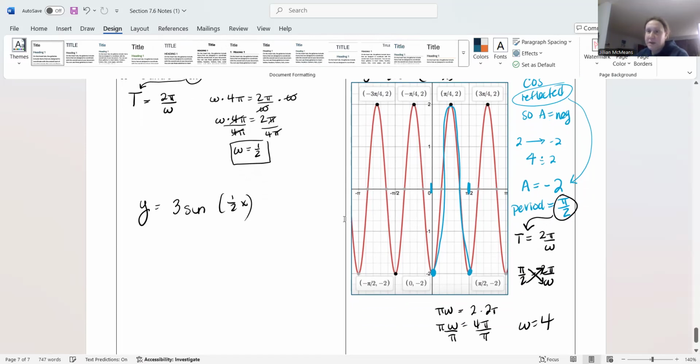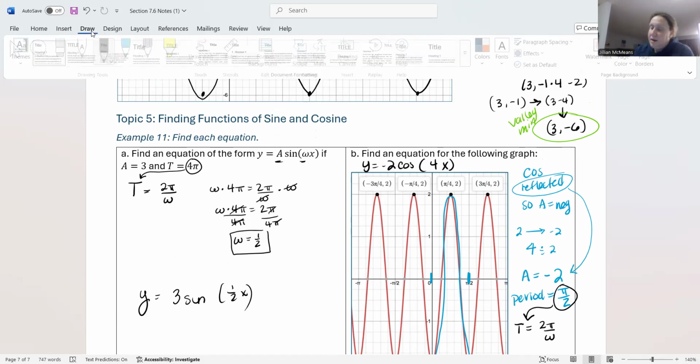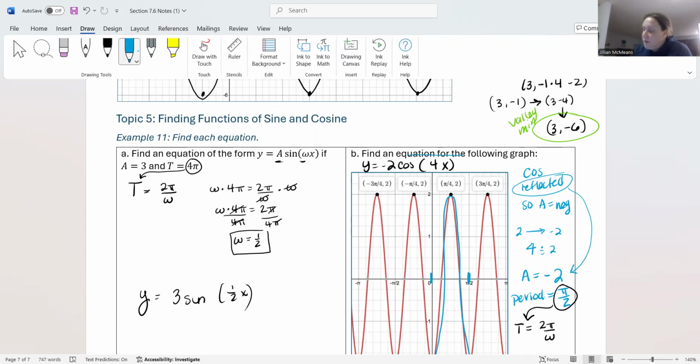So that's the last piece I need here. I know my amplitude is 2. I know that I'm reflected about the x-axis, which makes it -2 times cosine. And now I know that omega is 4. So this right here is the equation or the function that represents this graph. Again, I'd like you to understand how omega works as far as the period is concerned, and the amplitude and reflections. It's important to know this. I'm not going to test you on really, really hard examples of this. This is as hard as it would get.